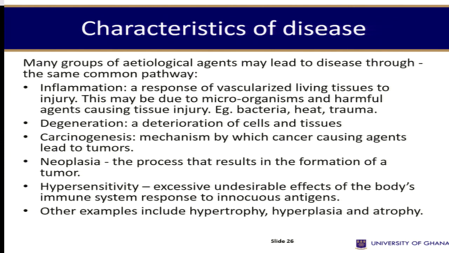Bacteria, heat, trauma. So all these causes cause inflammation. Therefore, the etiology is bacteria and pathogenesis is inflammation. Then the next one is degeneration, where the cells and tissues deteriorate. Carcinogenesis. This is the mechanism by which cancer-causing agents lead to tumors. Neoplasia. This is the formation of a tumor.